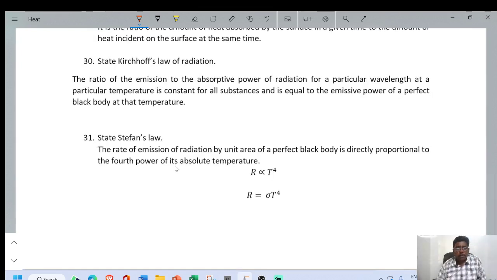State Stefan's law. The rate of emission of radiation by unit area of a perfect black body is directly proportional to the fourth power of its absolute temperature. R is proportional to T to the power 4, then R equals sigma into T to the power 4. Sigma is Stefan's constant.